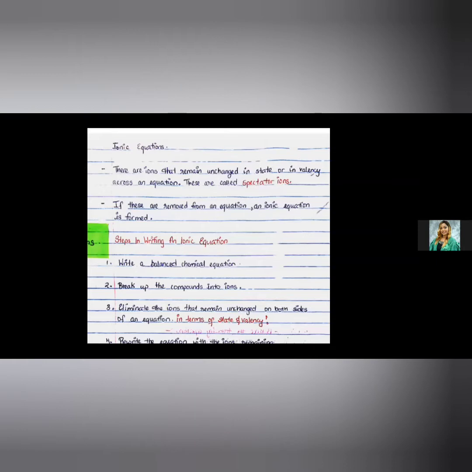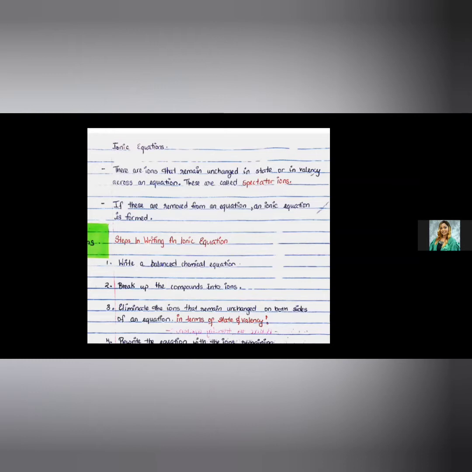So we're looking at ionic equations today. Now, when you hear ion, guys, you need to think about charges, positive, negative charges, right? So obviously you're going to see the interactions between the positive and the negative charges inside of a chemical equation. Now, there are ions that are not going to change. They're going to remain unchanged in terms of their state.